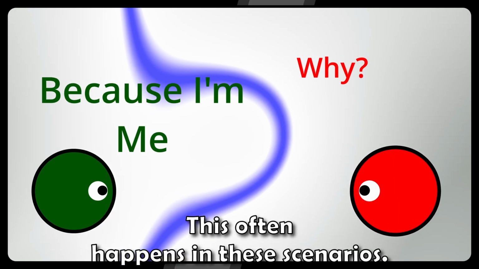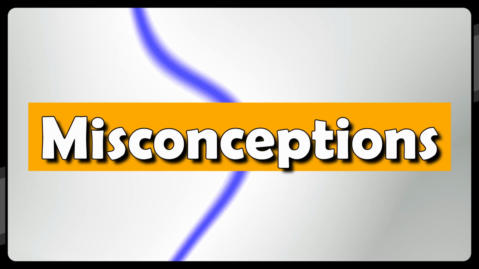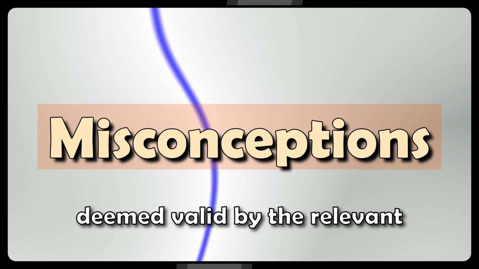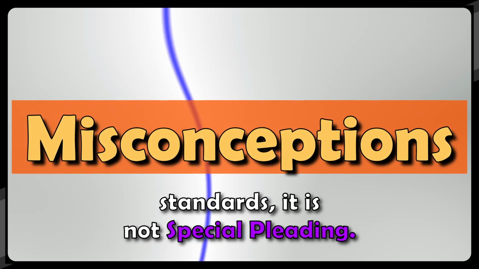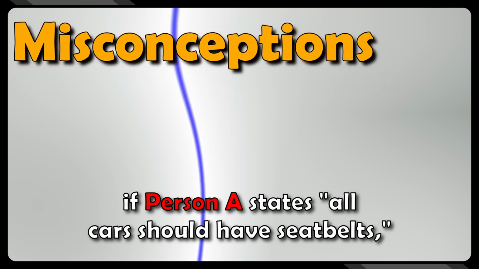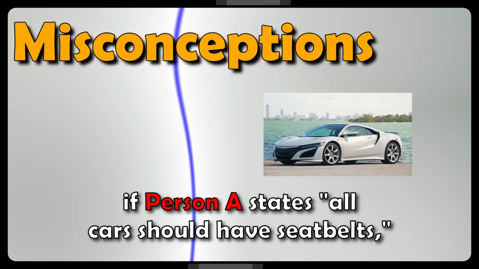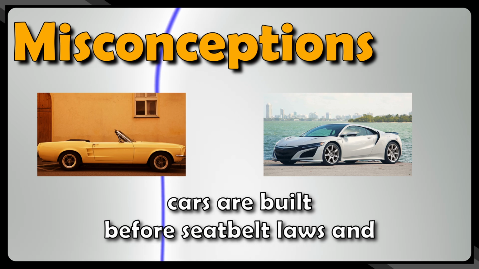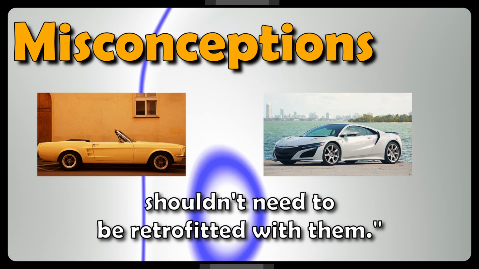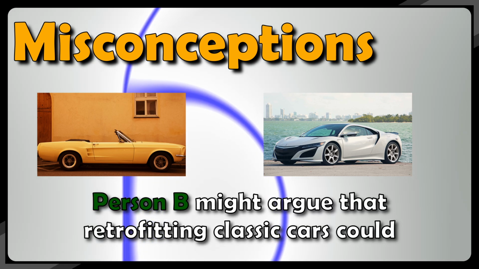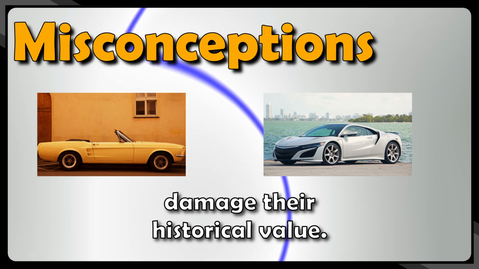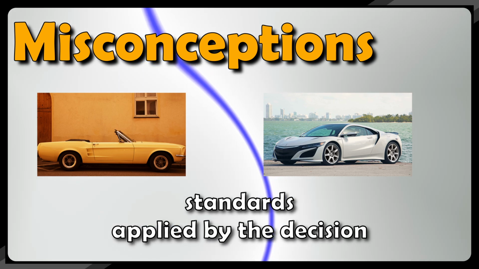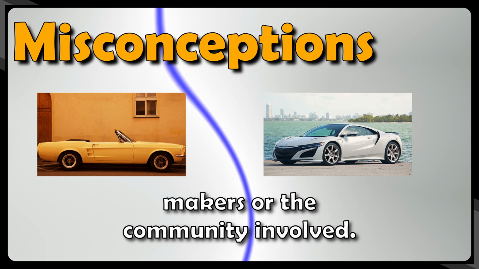Sometimes, people may misunderstand when special pleading is or isn't occurring. This often happens in these scenarios. Firstly, not all exceptions are fallacious. If there is a reason deemed valid by the relevant standards, it is not special pleading. For example, if Person A states, "All cars should have seatbelts," but Person B responds with, "But classic cars were built before seatbelt laws and shouldn't need to be retrofitted with them," Person B might argue that retrofitting classic cars could damage their historical value. Whether the justification is seen as adequate depends on the standards applied by the decision makers or the community involved.